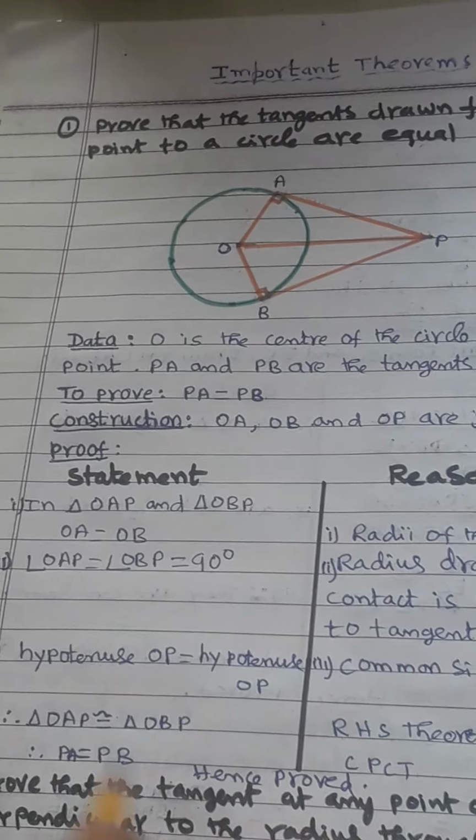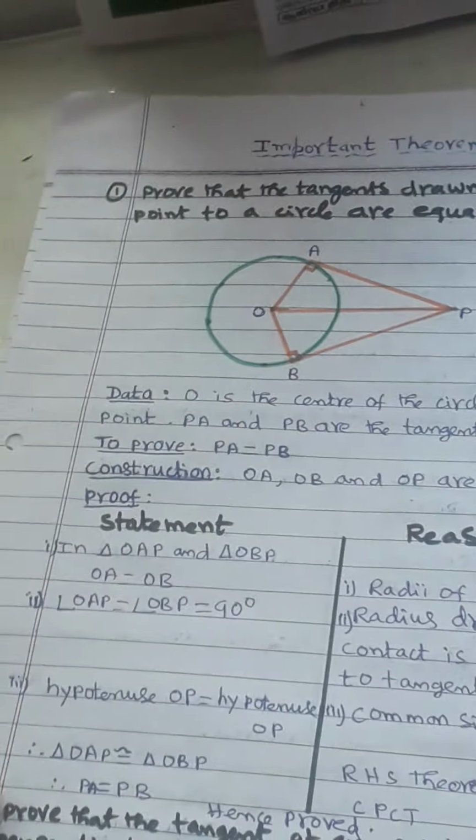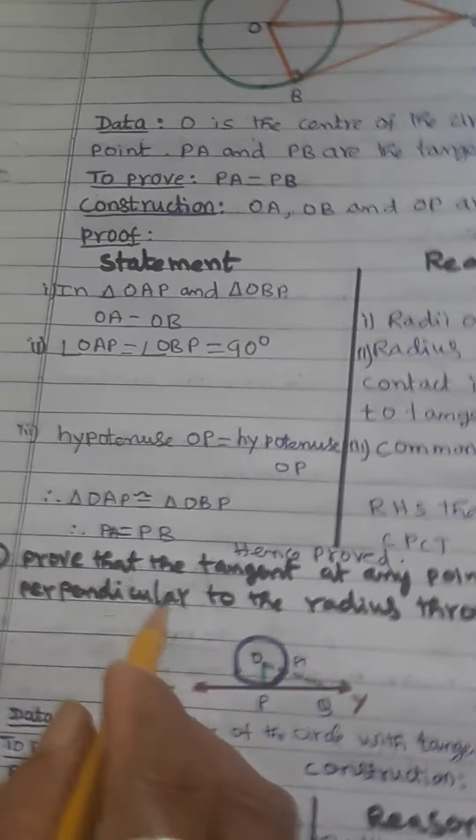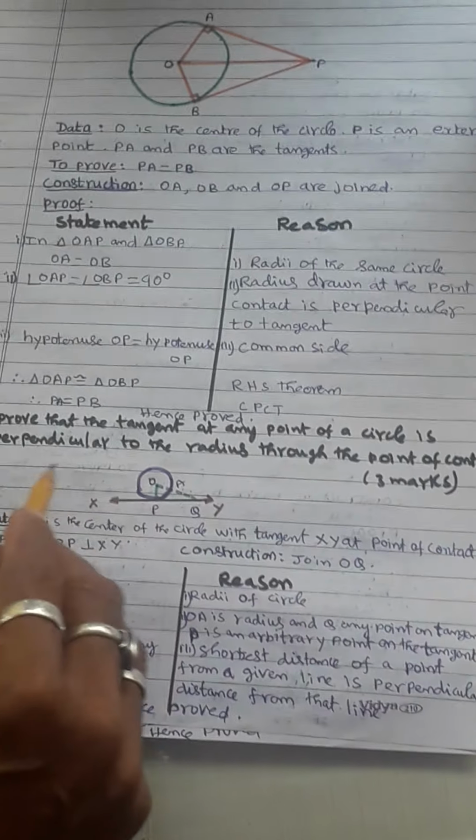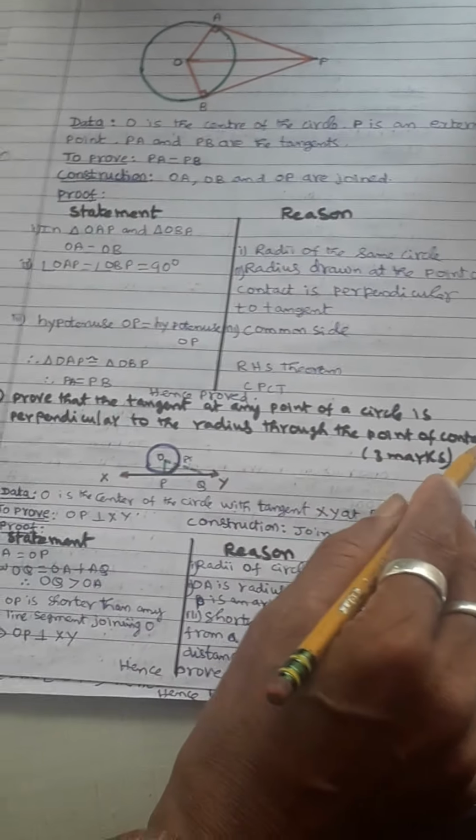So we already proved that PA tangent and PB tangent are equal. So that theorem is proved. Next we will go for the second theorem. So what they are asking is: prove that the tangent at any point of a circle is perpendicular to the radius through the point of contact.